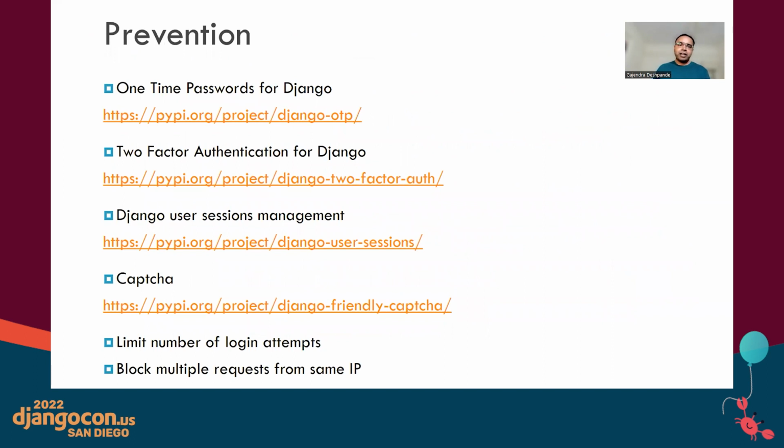So for prevention in Django, you can use the following plugins or packages. There is one-time password for Django, then two-factor authentication for Django, then Django user sessions management. Then you can go for CAPTCHA. Then you can limit the number of login attempts. Then you can block multiple requests from the same IP address.